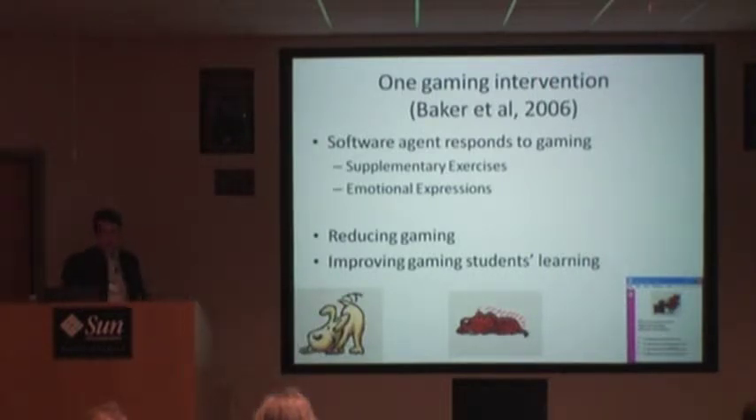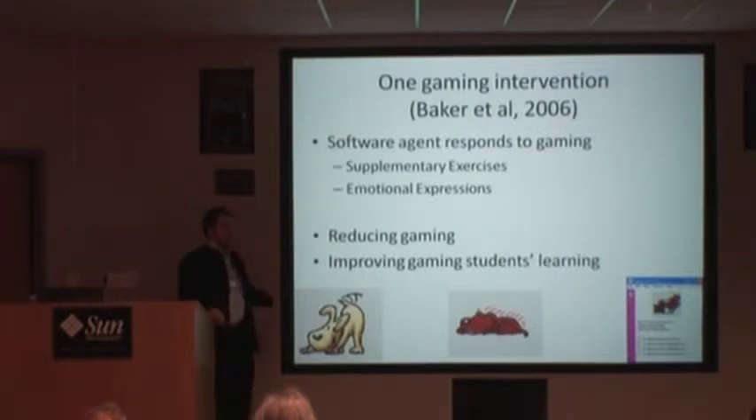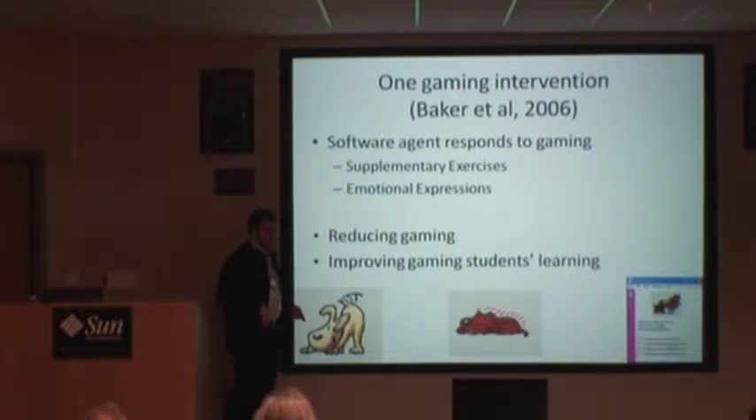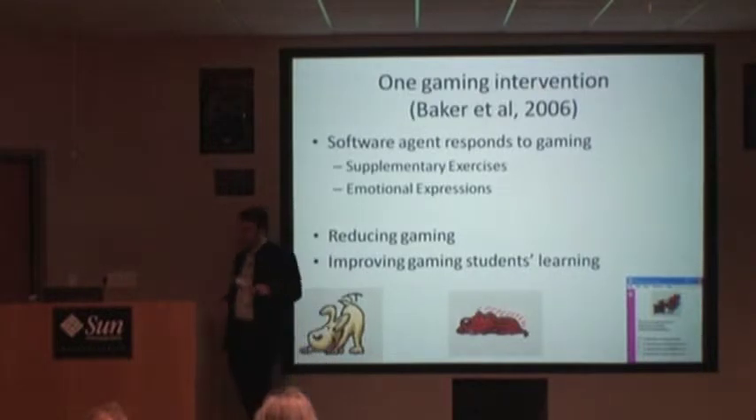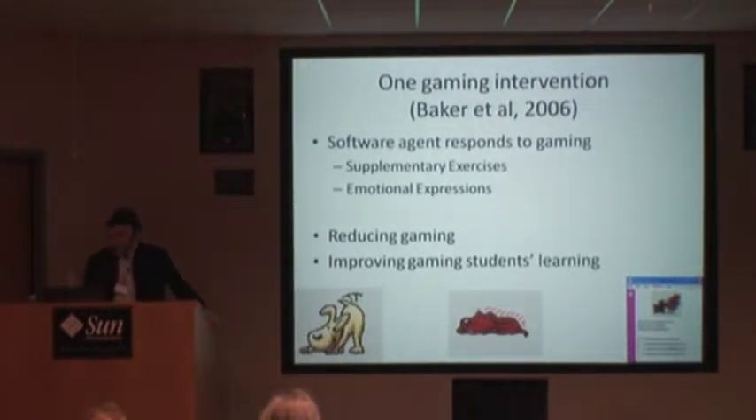And it responds to gaming in two ways, with supplementary exercises that give students an alternate way to learn the material that they've bypassed by gaming, and with emotional expressions, such as this one when the student isn't gaming, and this one when the student games during a supplementary exercise. This had the effect of reducing gaming by about half and significantly improving gaming students' learning. As I mentioned previously, without interventions like this, gamers start behind and fall further behind. With this, they start behind and catch up.